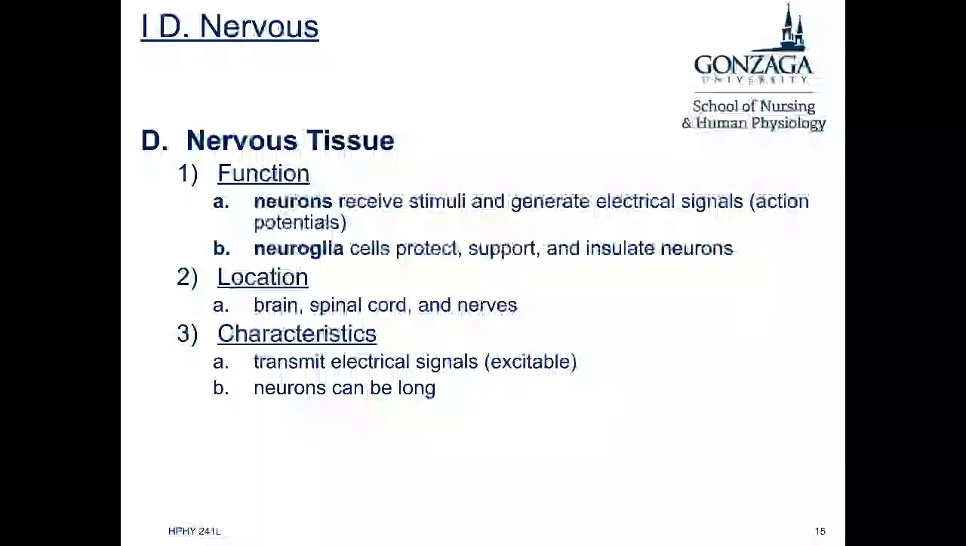And just some general characteristics like I mentioned above, they receive and transmit electrical signals, therefore we sometimes call them excitable cells. Another characteristic, neurons can be short, but neurons can be very long. In fact, the largest cell in our body is a type of neuron, and it's almost, I think, 3 feet long.